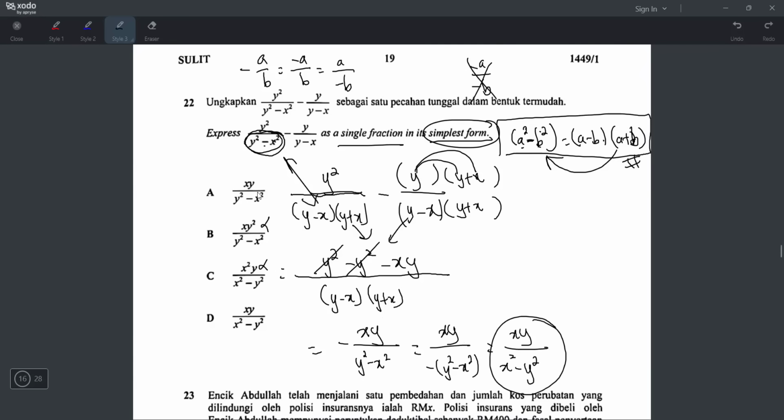Now we have an answer already. So A is wrong, because this one is y square minus x square. It should be x square minus y square. So D is the answer. Okay, just remember this one thing.